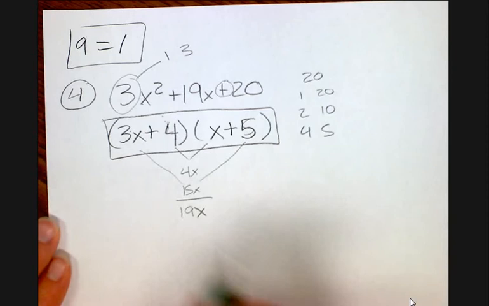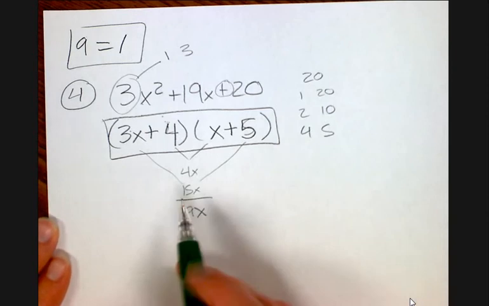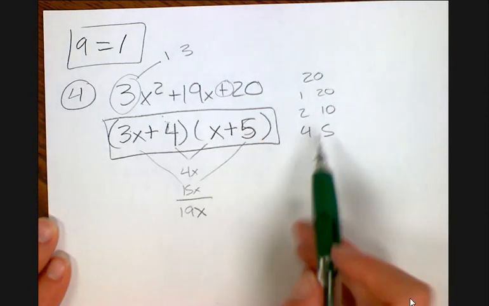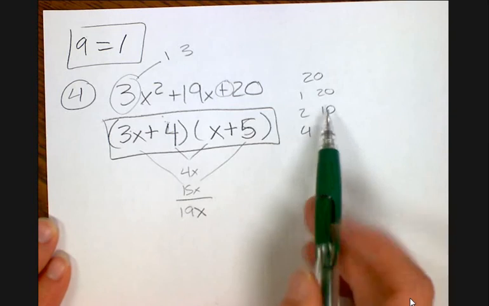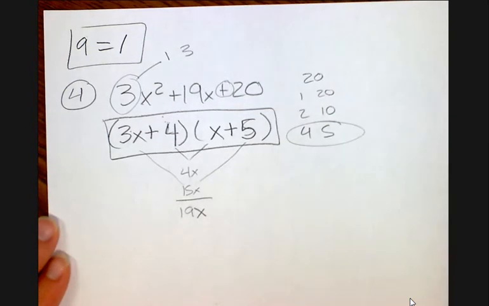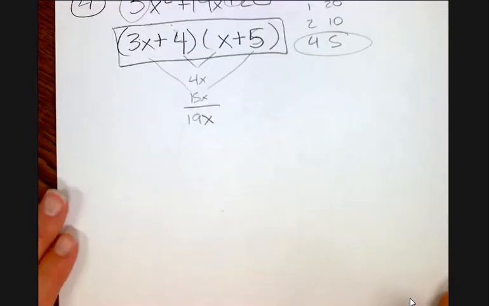If you do not get this number up here, maybe try switching those numbers. You can use the combinations of 2 and 10 or 1 and 20. A lot of times I start down here because that's what a lot of your problems are going to be. Okay, let's look at another example.